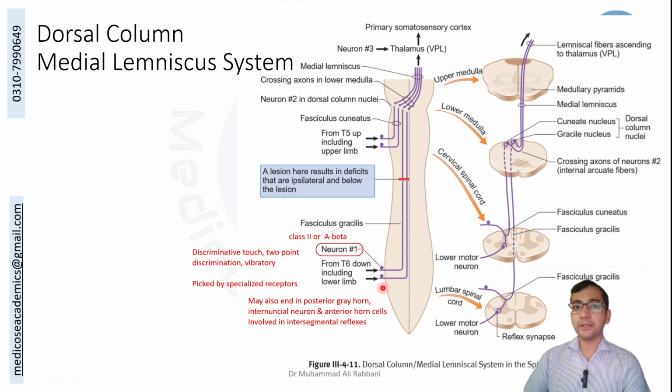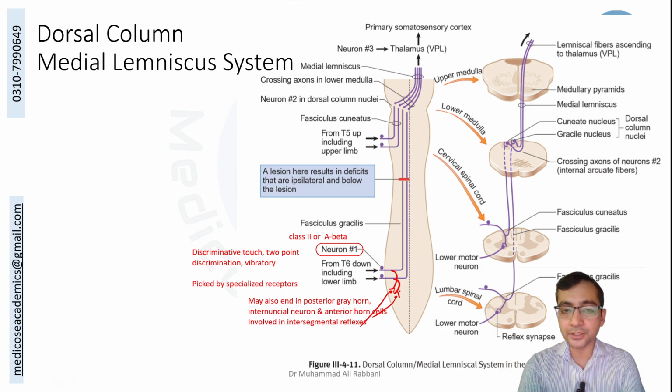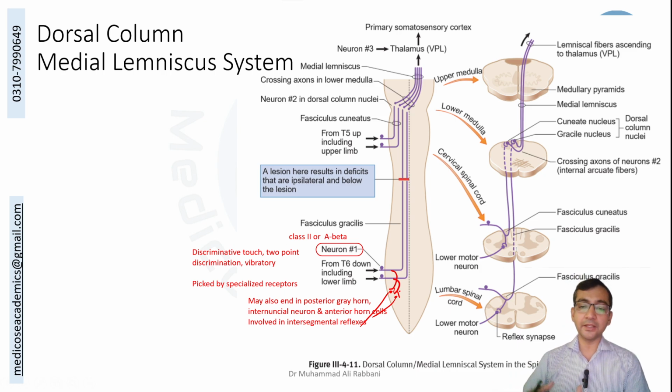Before we move up, as it enters, not all the fibers go up. Some collaterals and some fibers exit and enter the nearby cells for different reflexes. We will discuss reflexes in the next segment. Some fibers exit to the internuncial neurons and the anterior horn cells, and they are the cells that take part in the spinal reflex, the myotactic reflex.